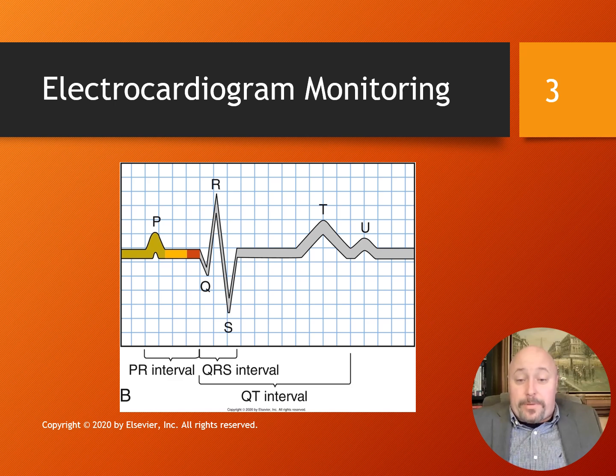That first bump is the P wave, and it represents atrial contraction. After that bump, you're going to see a pause, and that's what we call the PR interval. That is that slight delay of the electrical conduction as it hits the AV node between the atria and the ventricles, giving things time to catch up before we have that big QRS complex, which represents the contraction of the ventricles, followed by another pause and the T wave, which is relaxation of those ventricles.